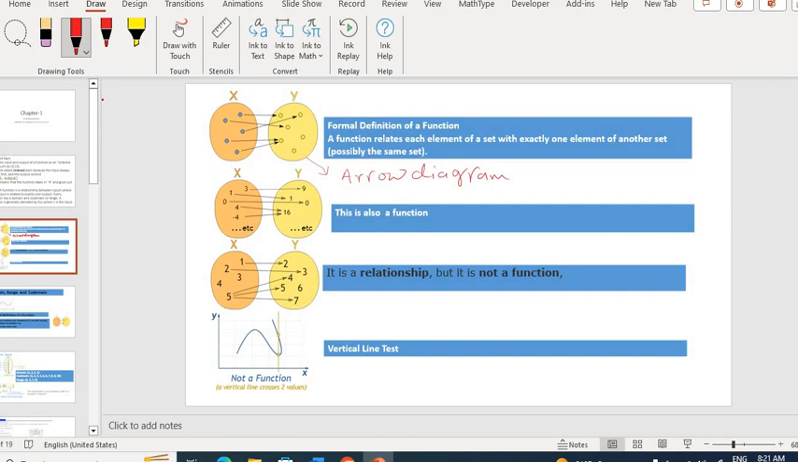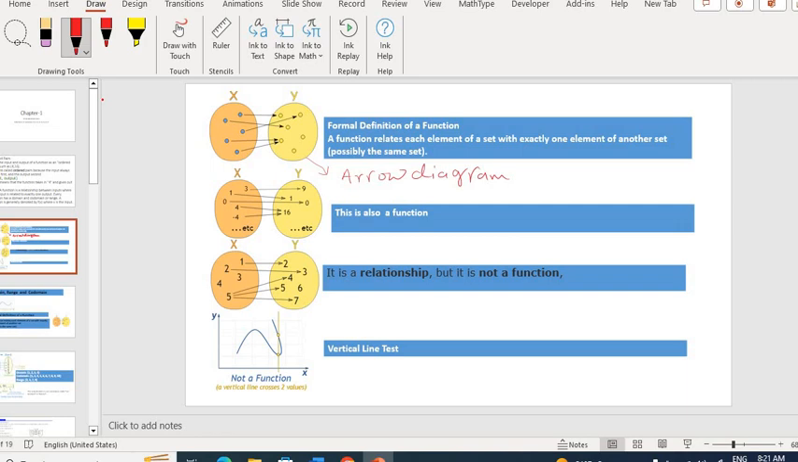What about this one? It's a relation, but it is not a function. Why? See that 1 maps to 2, 2 maps to 3, 4 and 3 does not map, and 5. That means the input is 1, the output is 1, 2, 3. So the input is 1, the output is 1, 2, 3. That's why this is a relation, but this diagram is not a function.